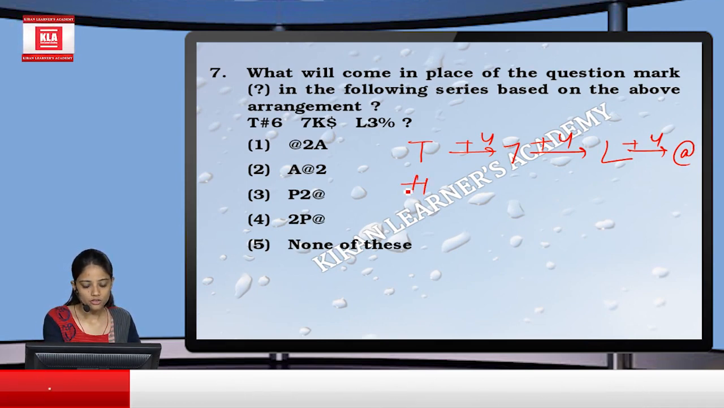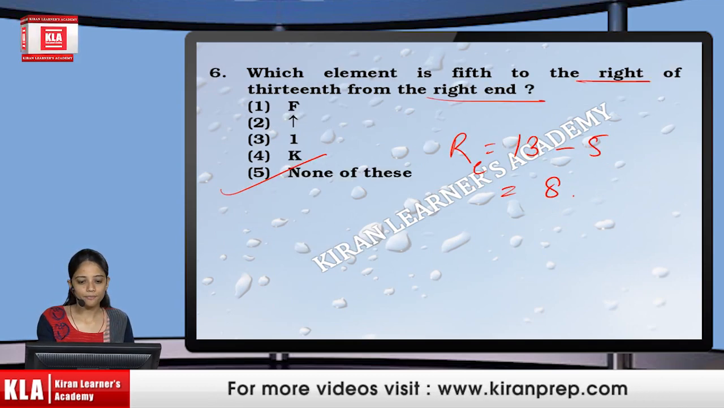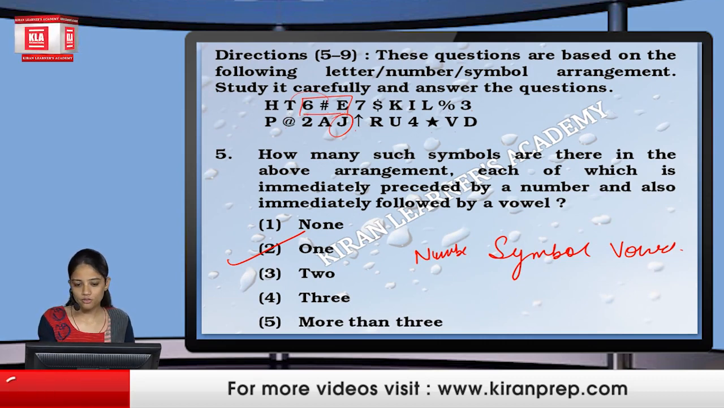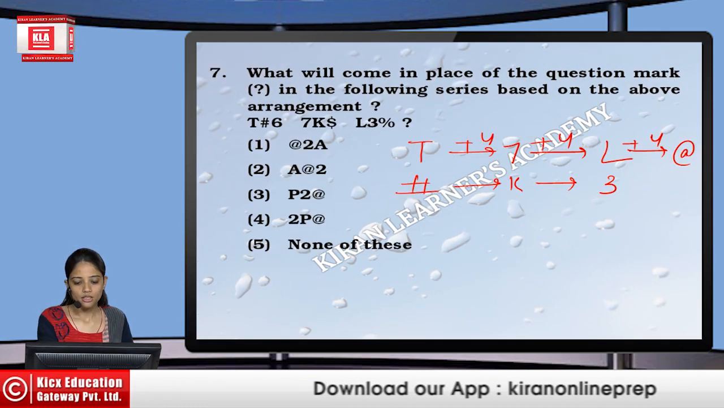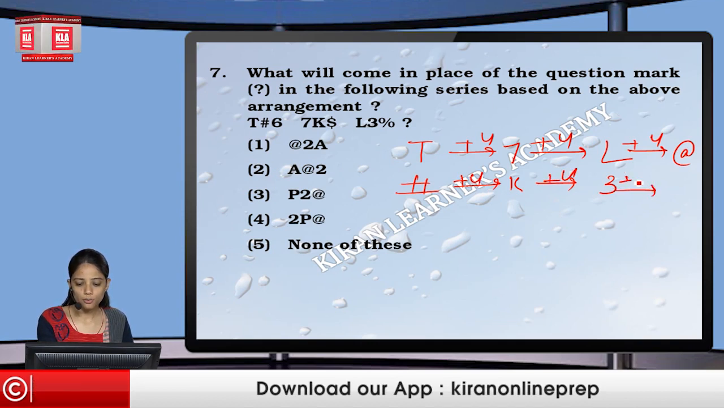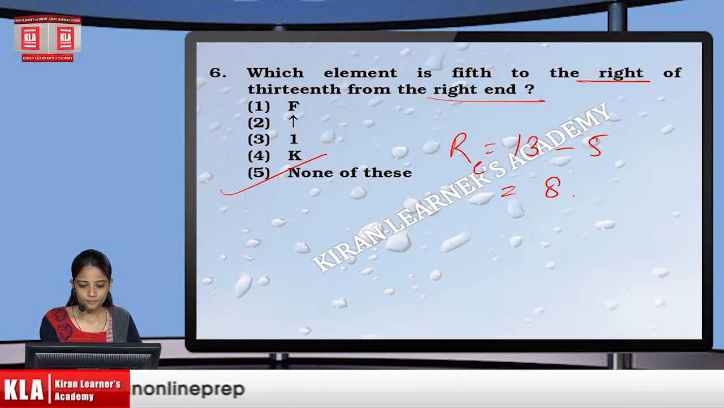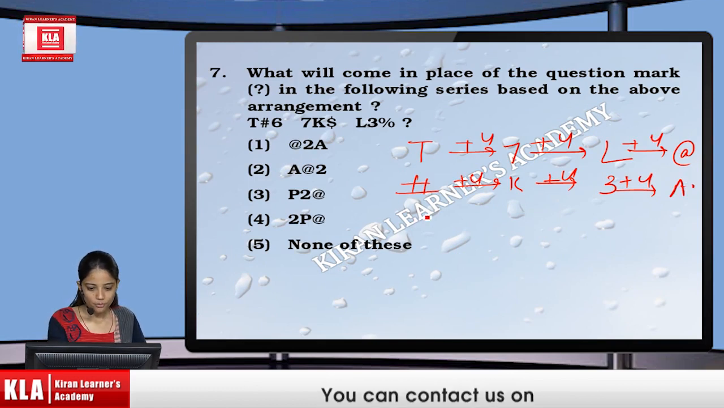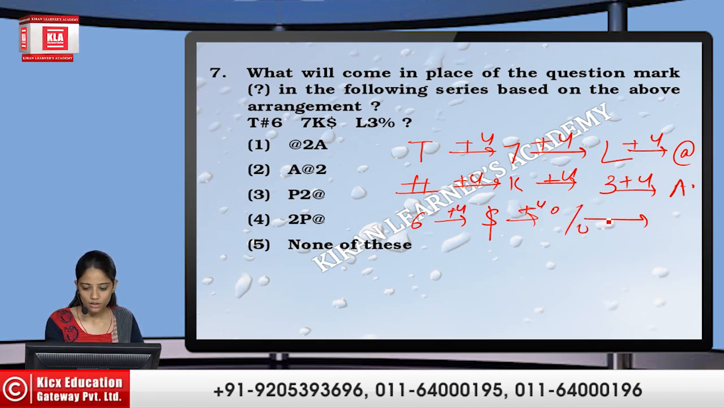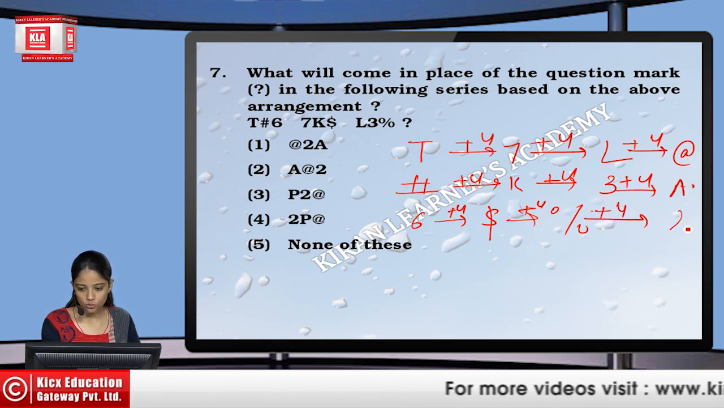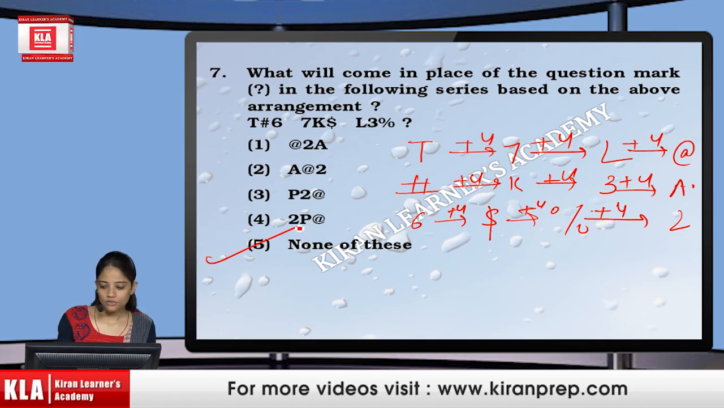Then we have hash, K and then 3. If we are going from hash to K, again we have 3 elements in between, that means plus 4, and then from K to 3 we again have 3 elements in between, that means plus 4. So from 3 also we will do plus 4, and the element we are going to get is capital A. Similarly, from 6 to dollar and dollar to percentage we are doing plus 4, plus 4, and from percentage plus 4 we will get 2. The answer is at the rate A 2. As we don't have any option, we will go for none of these.